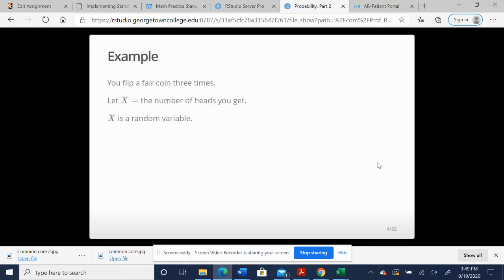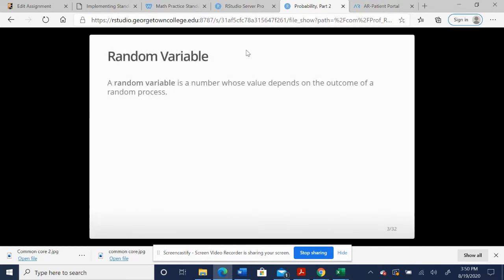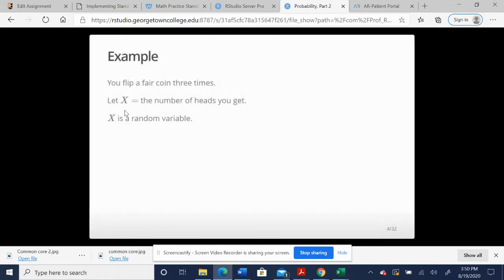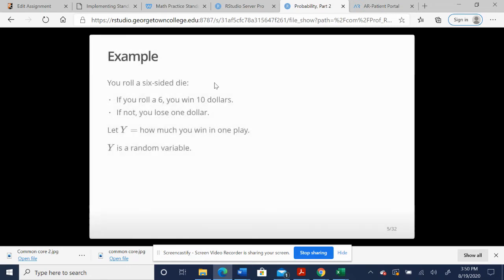If you flip a fair coin 3 times, X, the random variable, okay, flipping the coin is the random process. The number of heads we get, if we define that as X or any other variable, then X is the random variable that we're counting. So again, that's a number whose value depends on the outcome of a random process. The number of heads I get depends on the outcome of the random process of flipping the coins.